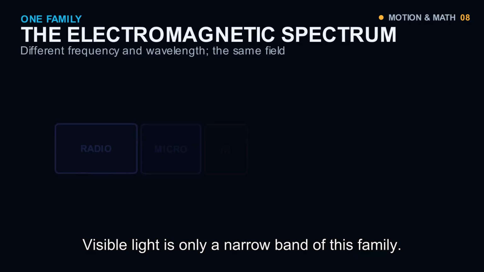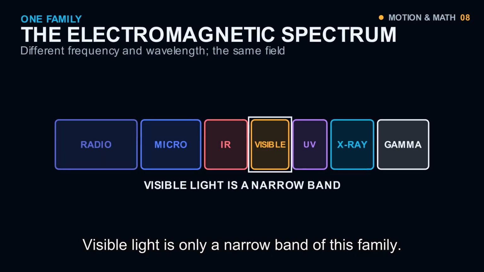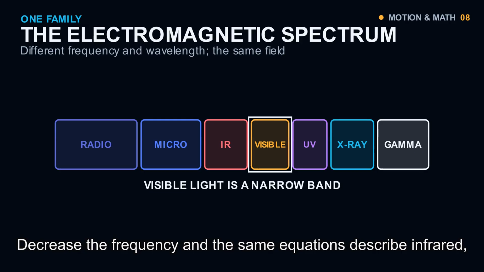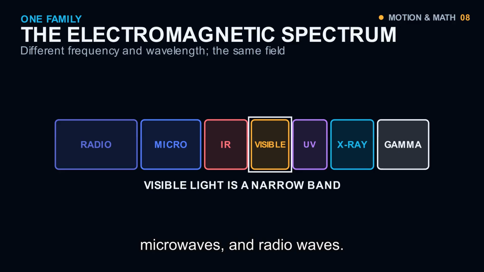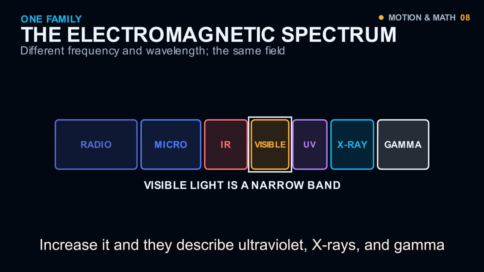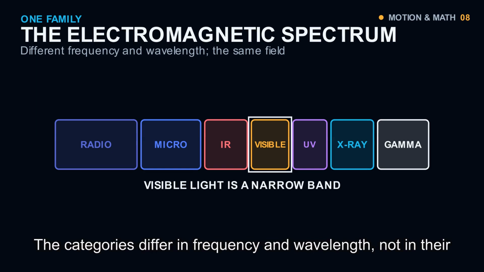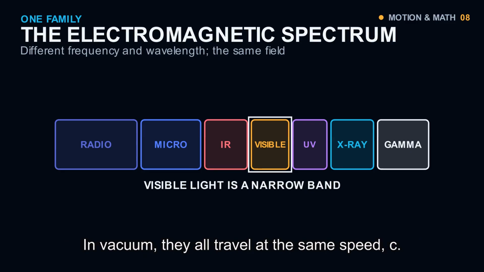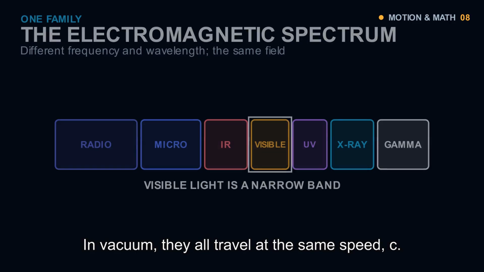Visible light is only a narrow band of this family. Decrease the frequency and the same equations describe infrared, microwaves, and radio waves. Increase it and they describe ultraviolet, X-rays, and gamma rays. The categories differ in frequency and wavelength, not in their basic electromagnetic nature. In vacuum, they all travel at the same speed, c.